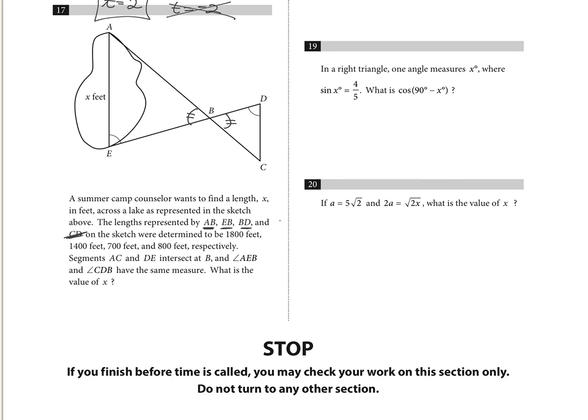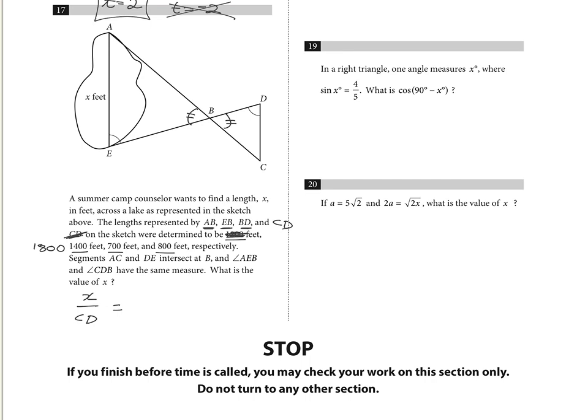I'm going to cross this off and put CD here. And then we have 1800, 1400, 700, and 800. I'm going to cross this off and put it here. Now I can see them in the same order. We have the first, the second, the third, the fourth sides, and then the first, the second, the third, and the fourth sides here. And respectively means that they are in the same order. And so what I will do is set up a ratio that says x over CD, big over small, is equal to big over small.